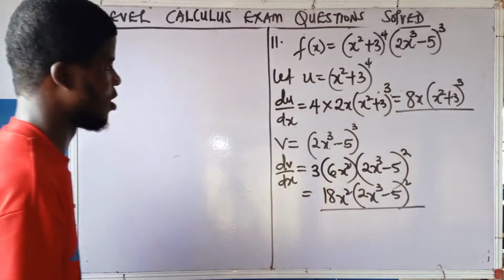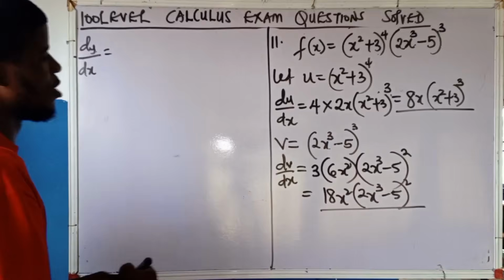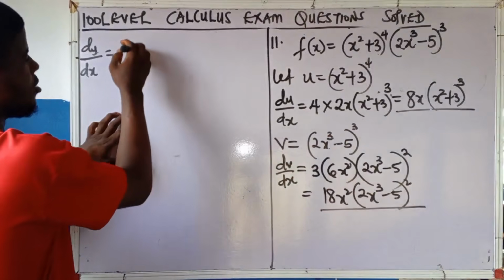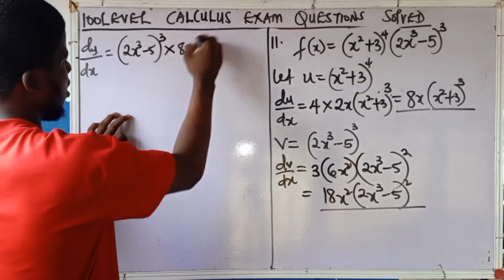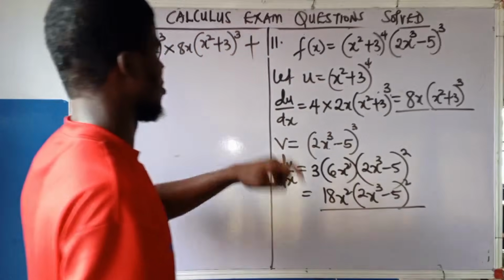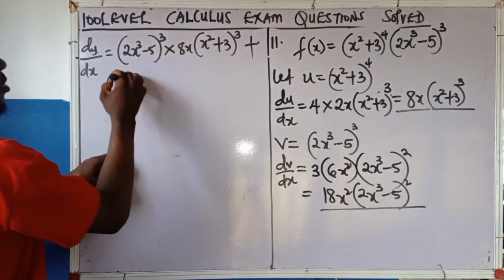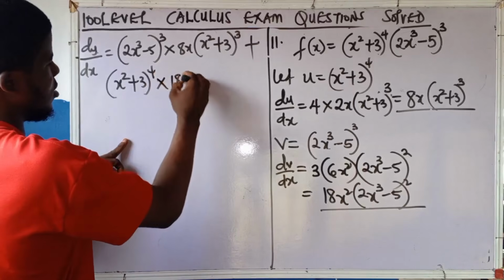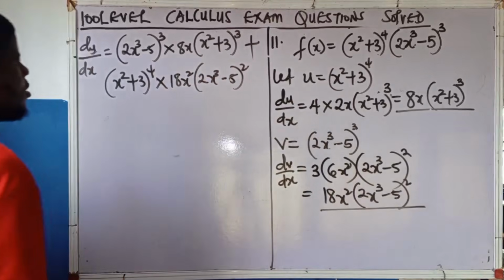So what's dy/dx finally? dy/dx is simple. Using the product rule, v du/dx, write this times this. That is (2x cubed minus 5) raised to the power 3 times 8x into (x squared plus 3) cubed, plus u dv/dx. Write this times this. That will be (x squared plus 3) to the 4th power times 18x squared into (2x cubed minus 5) to the 2nd power. Very easy.